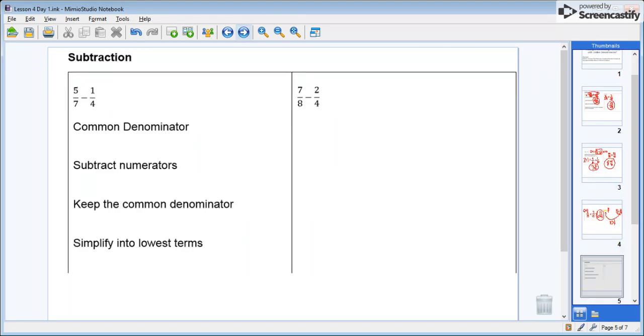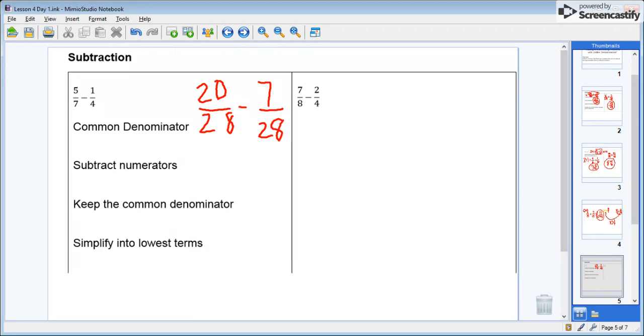The next part is subtraction. Same idea here. You have to have a common denominator. So when I'm subtracting 1/4 from 5/7, my common denominator would be 28. Change both of those fractions to a denominator of 28. First one gets multiplied by 4, so the 5 becomes 20 because I also multiply that by 4. The 4 to become a 28 was multiplied by 7. So 1 times 7 is 7.